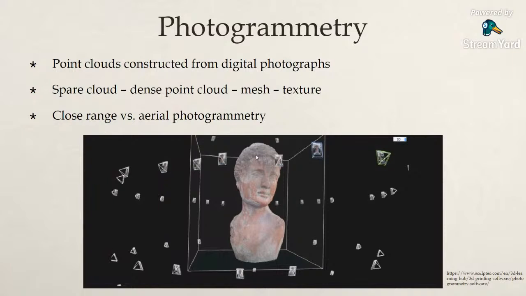And finally, we have photogrammetry. In photogrammetry, point clouds are constructed from digital photographs by capturing different but overlapping views of the object. The number of photos you take varies on the size and the complexity of the object, but also on how high of a quality 3D model you're aiming for.